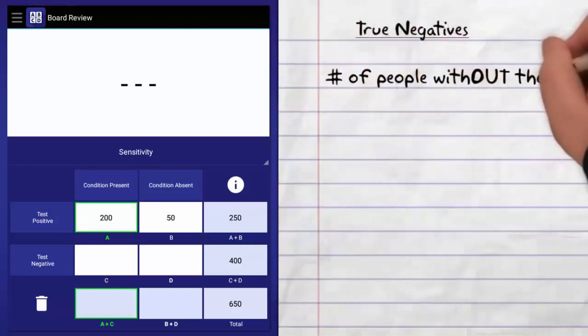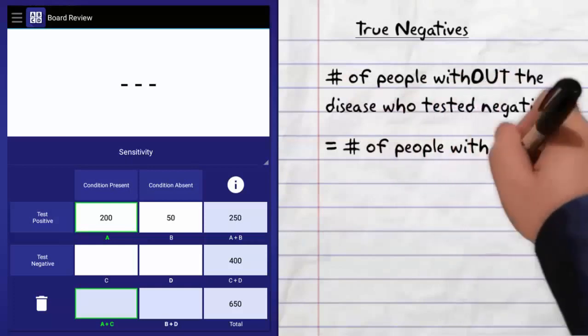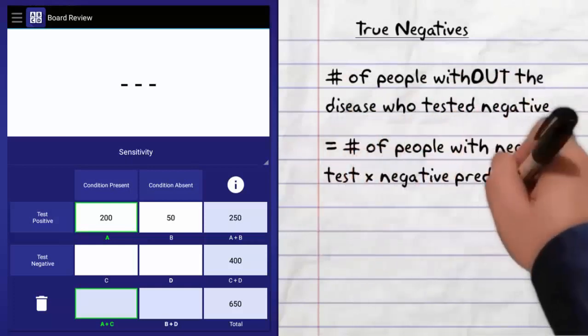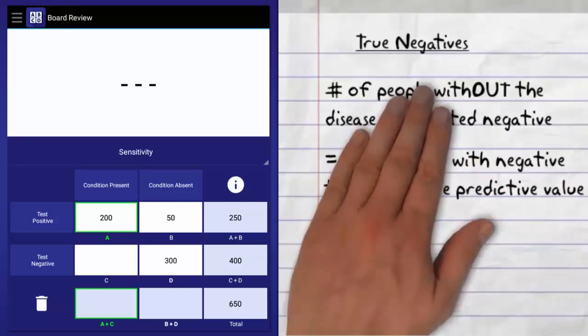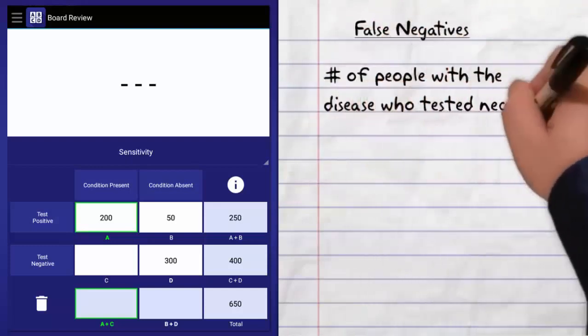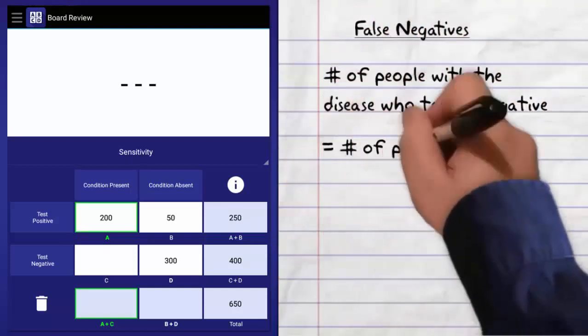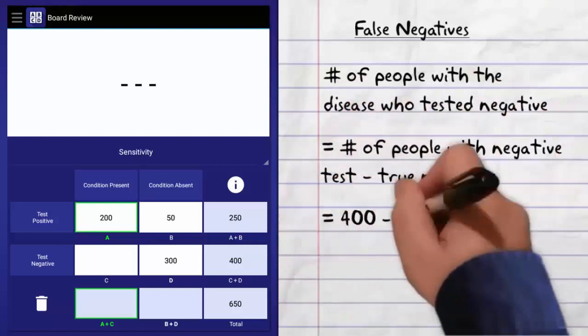The number of people without the infection that tested negative can be calculated by multiplying the total number of negative tests, 400, by the negative predictive value, 75%. To calculate the number of false negatives, subtract the number of true negatives, 300, from the total number of negative tests, 400.